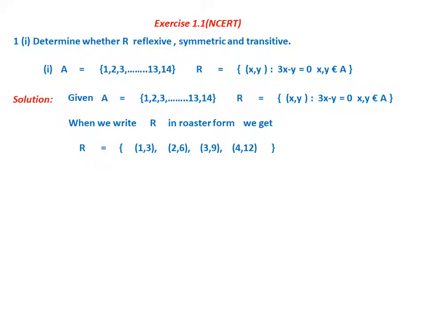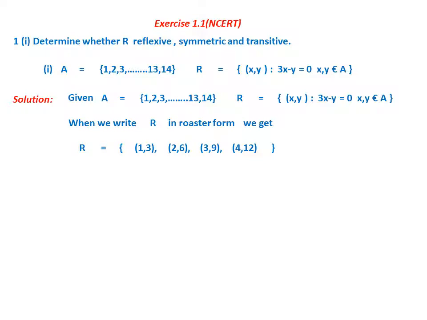For example, put x equal to 1. So 3 minus y equal to 0. So y is 3. Put x equal to 2. So it is 6 minus y equal to 0. So y will be equal to 6. Like that you have to find the values. And you have to stop at 4 only, because if you take 5, then 5 into 3 will be 15. So y will be equal to 15. 15 is not there in A. So only 4 elements you have to write.